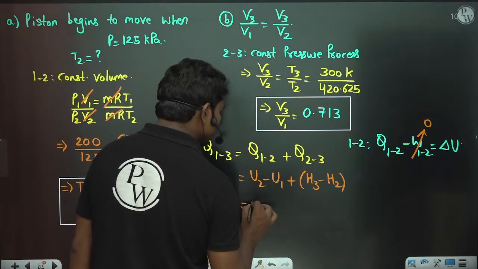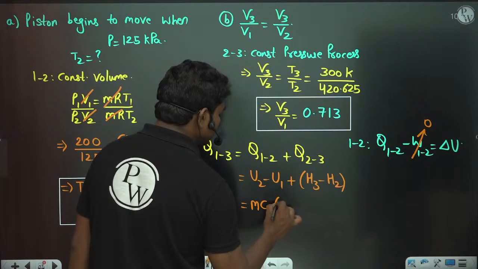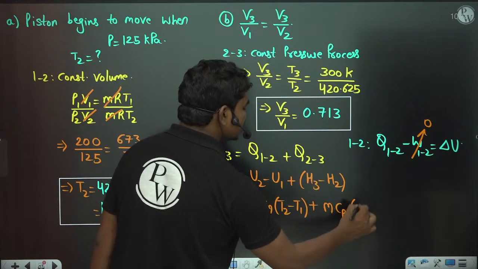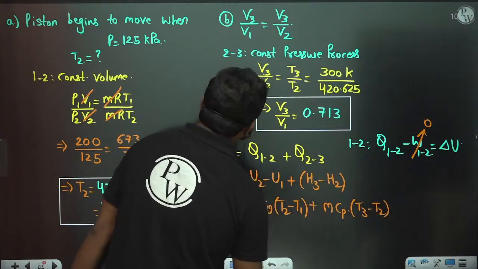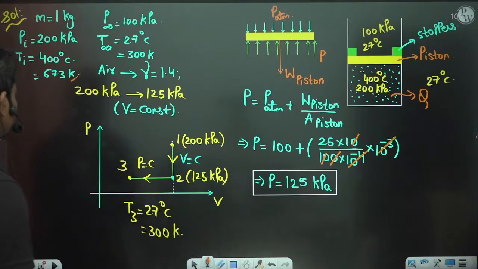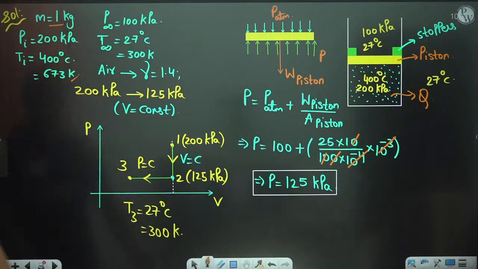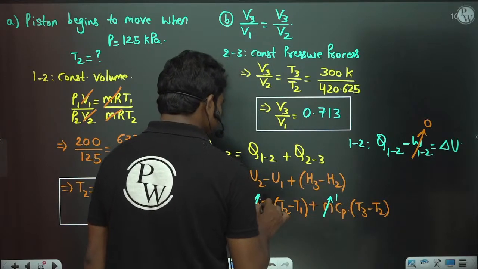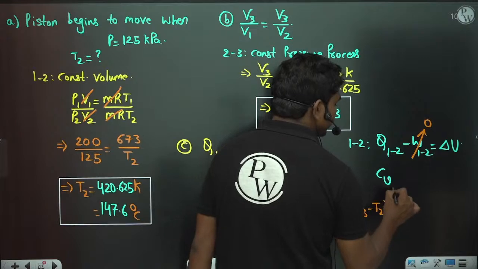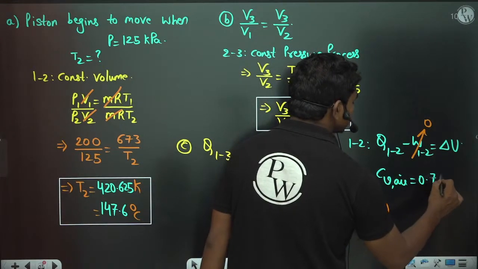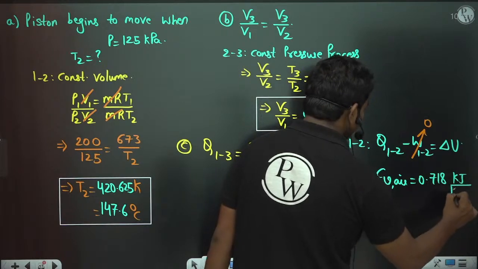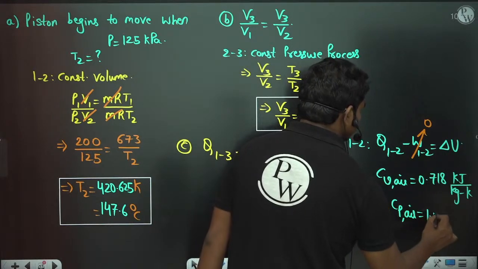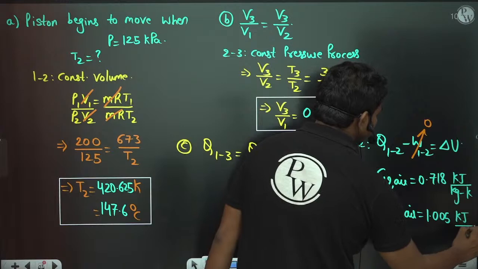This is an ideal gas, so U2 minus U1 is mass into specific heat at constant volume into T2 minus T1, plus mass into specific heat at constant pressure into T3 minus T2. Now how do we calculate the mass? Mass is given, it's 1 kg directly. So this is 1, this is also 1. For air, we have been given the values: Cv of air is 0.718 kilojoule per kg Kelvin, and Cp of air is 1.005 kilojoule per kg Kelvin.